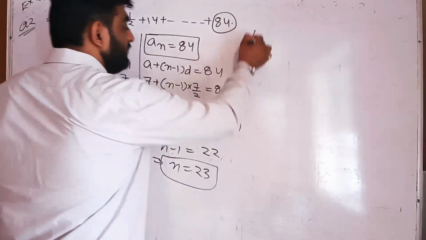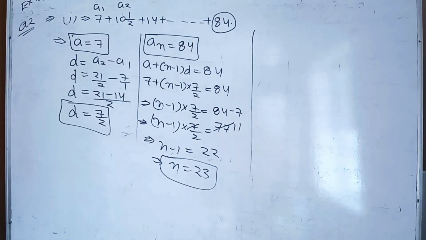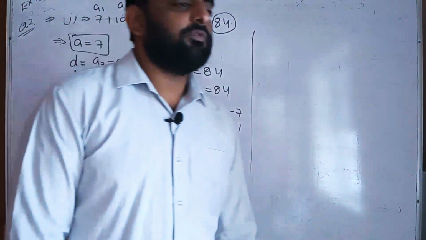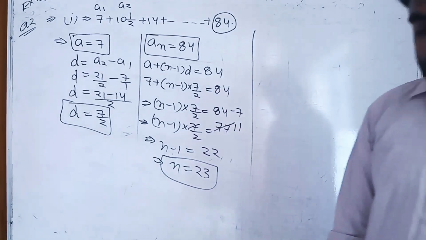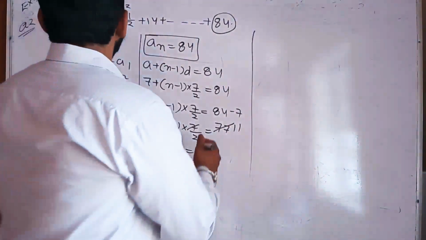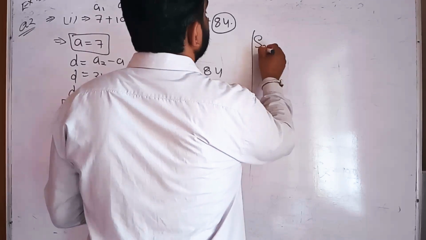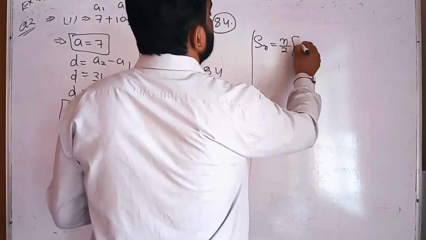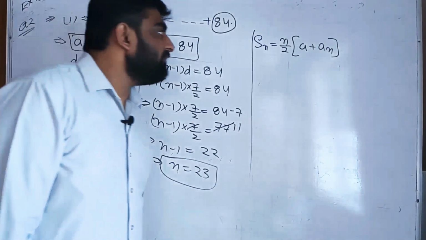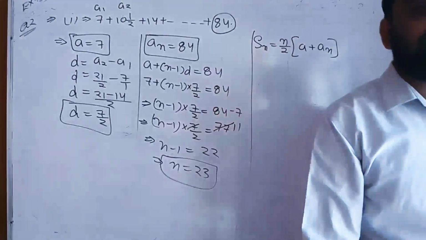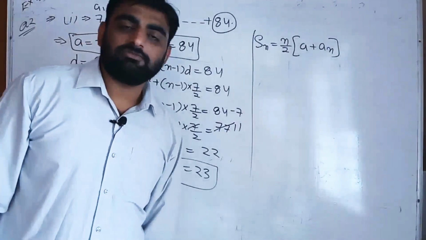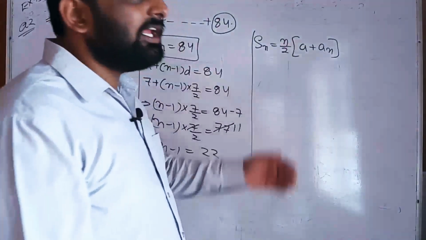So N is equal to 23, students. In this type of question, to find the sum of an AP, just consider the last term as AN and find the value of N, because for finding the sum of an AP you need the value of N. First find N from the value of AN, which is given, and then find the sum of the AP. We know that Sn is equal to N upon 2 times A plus AN. But why don't we use the formula Sn equals N upon 2 times 2A plus N minus 1 into D? Because here the AN value is given.